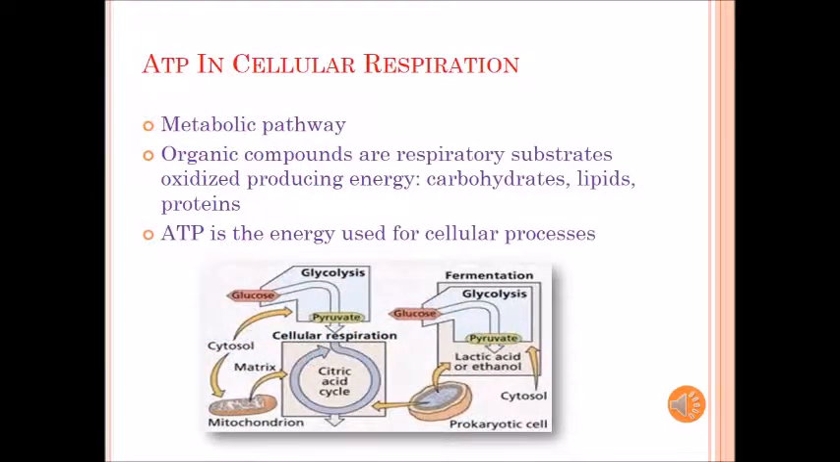In ATP cellular respiration, there are three processes. The first process, the metabolic pathway. The second process, this is where organic compounds, the respiratory substrates, are oxidized, producing energy: carbohydrates, lipids, and proteins. And the last process, this is where ATP is the energy used for cellular respiration.